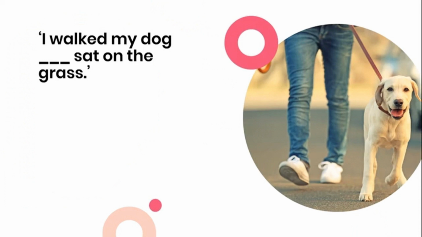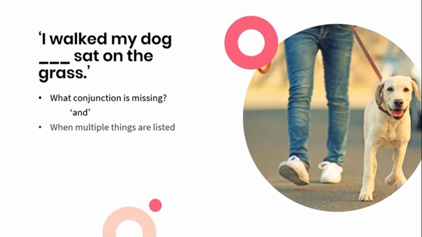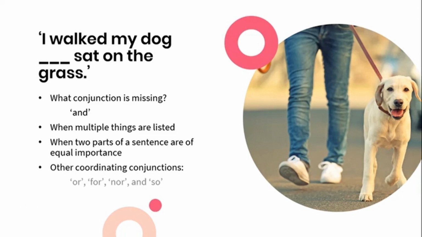There is a conjunction missing in this sentence. I walked my dog, sat on the grass. Do you know what conjunction is missing? And. You are probably already familiar with the conjunction and. It's often used when there are multiple things being listed, or when two parts of a sentence are of equal importance. Some other examples of coordinating conjunctions are or, for, nor, and so.